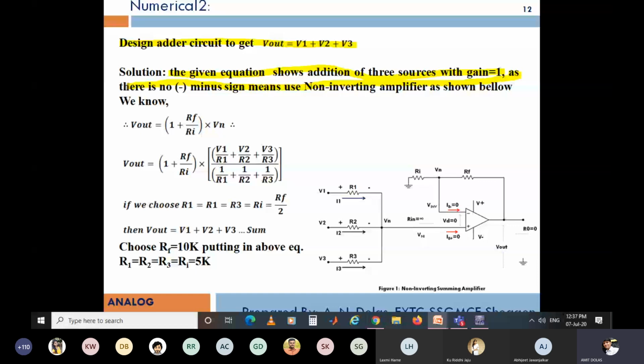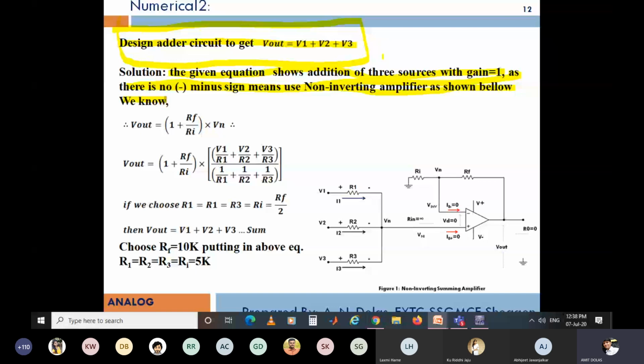The problem statement given to you will be very short: design an adder circuit for the equation Vout is equal to V1 plus V2 plus V3. Accordingly, you have to identify whether it is a non-inverting or inverting configuration. It is simple to identify. If there is no minus sign, definitely it is a non-inverting configuration. So given the data, the non-inverting configuration has to be used. Then we know that the output voltage is equal to 1 plus Rf upon Ri into Vn.